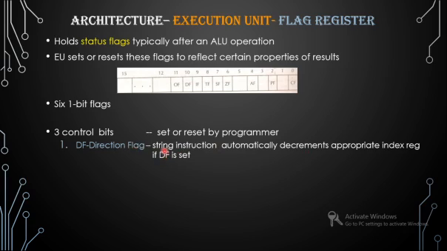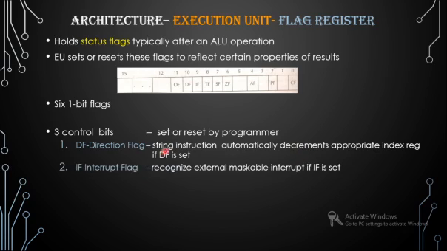So based on the DF flag, if it is set, then DI or SI will be decremented automatically and will point to a new memory location. If it is reset, then DI or SI will be automatically incremented and will point to the required memory location. That is the difference. Based on whether the user has set or reset the DF flag, automatic decrement or increment will happen. So setting makes decrementing of DI and SI.